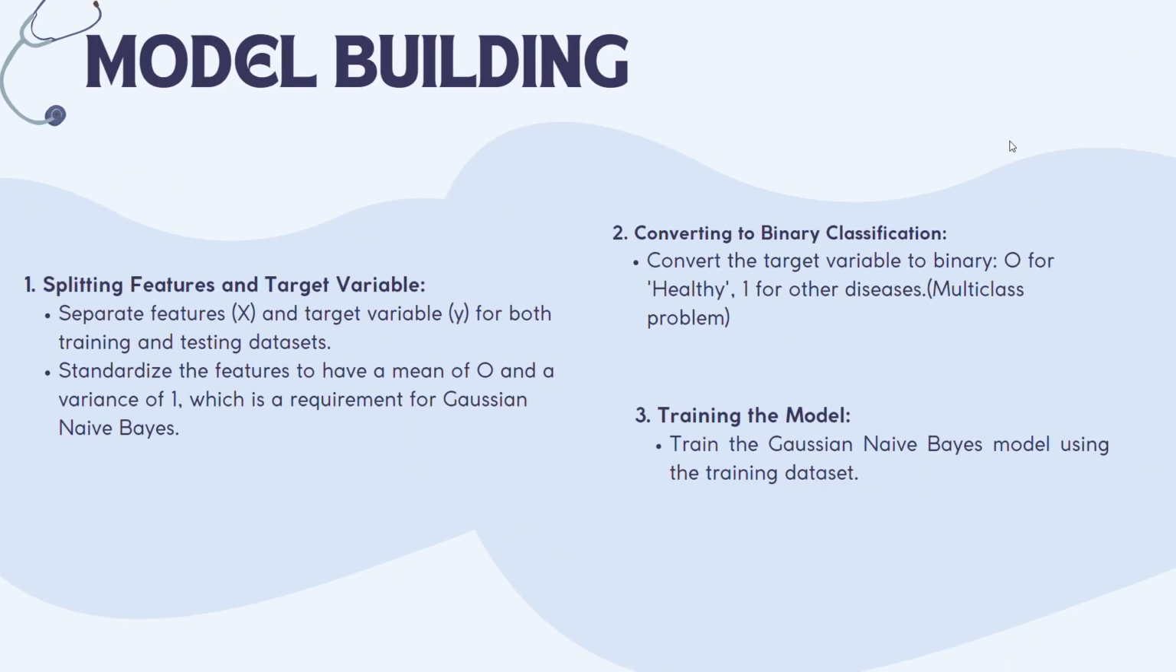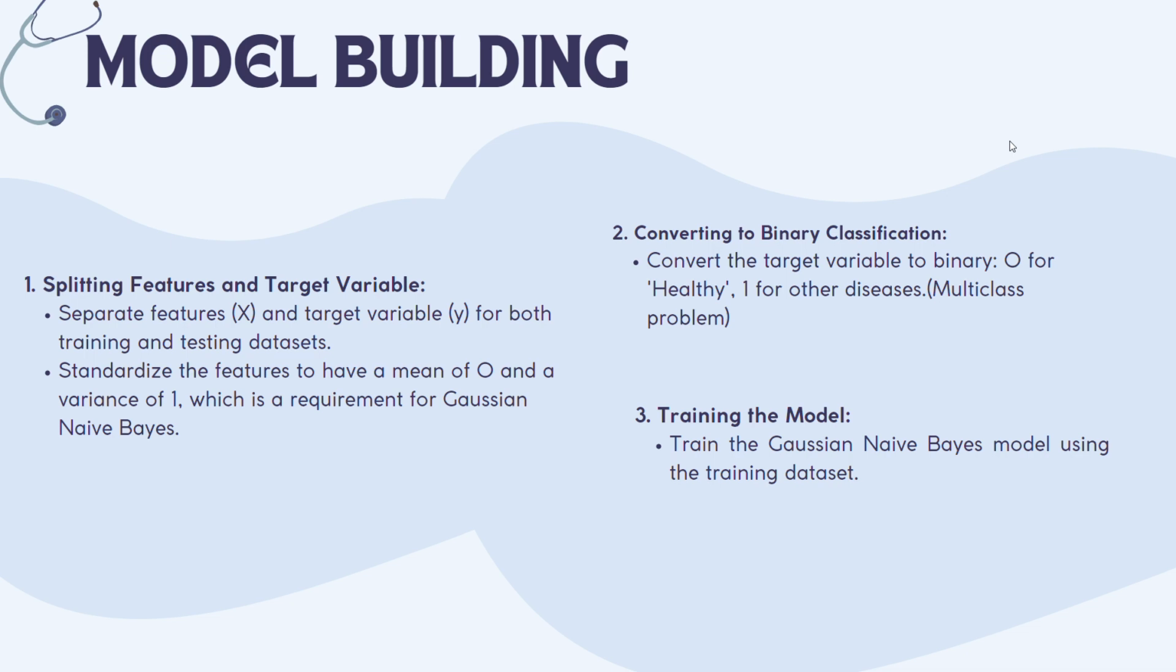the results. The next step was the main step, which was model training and building, and the first step was to split the features and the target variable. So we separated the features X and our target variable y for both the training as well as the testing datasets. And then we standardized the features to have a mean of 0 and a variance of 1, which was a requirement for the Gaussian Naive Bayes algorithm which we were using to develop the model.